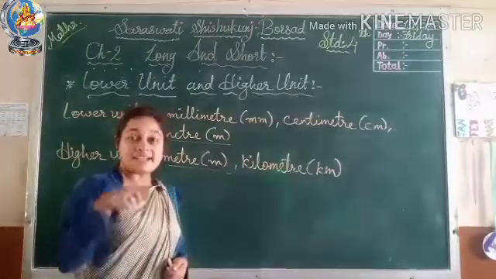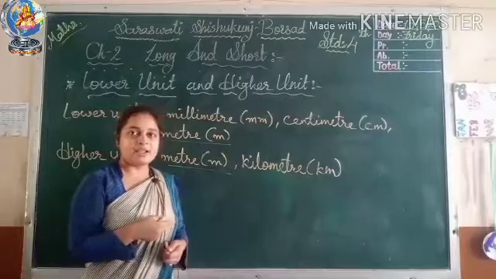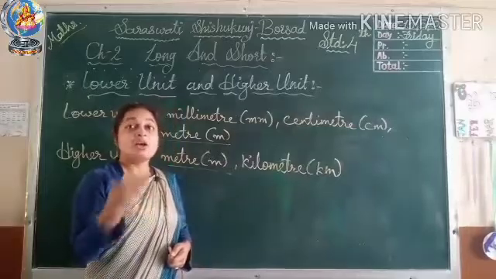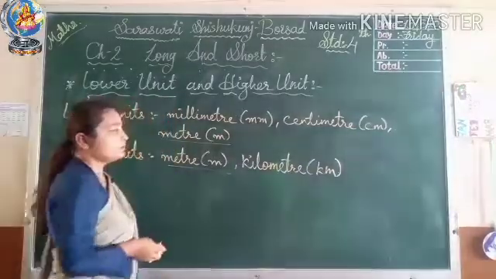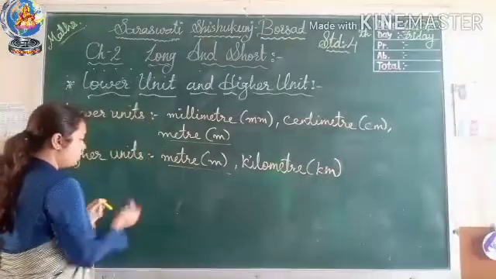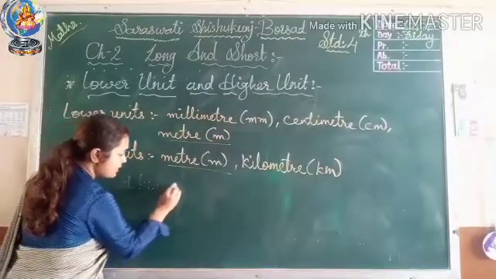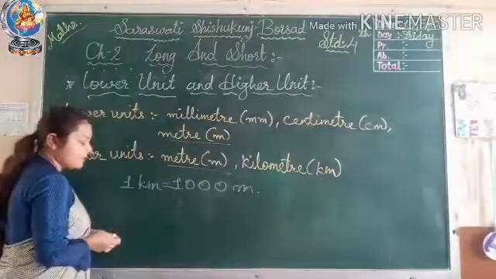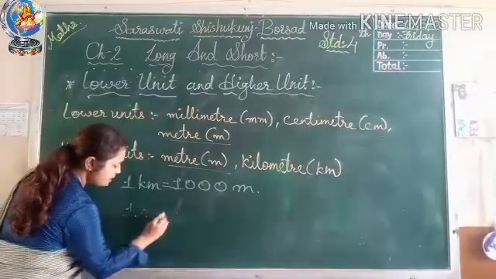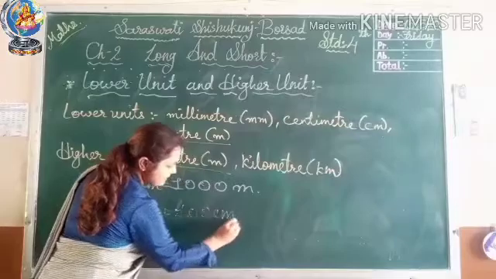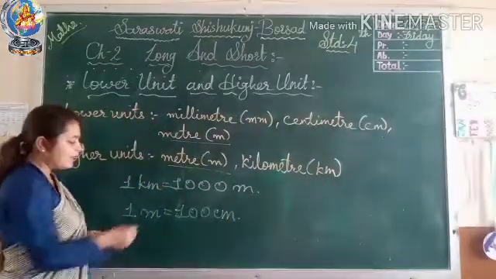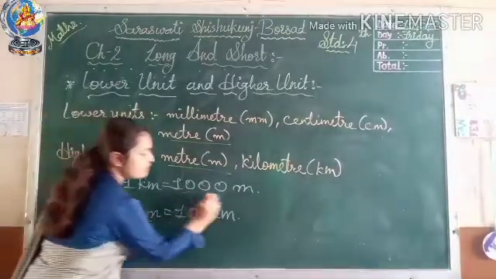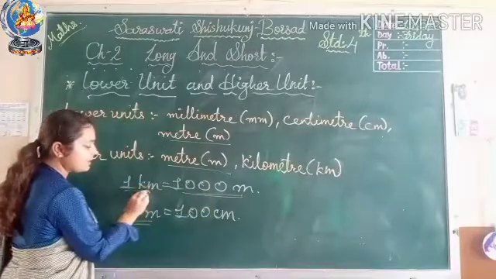No, it will come, as I said at the start of this topic, that there is one unit which will come in the lower also and in the higher also. Why and how? Let's see this. You all know that 1 kilometer is equal to 1000 meter, right? And you know that 1 meter is equal to 100 centimeter. You can see that 1 meter, compared to 1000 meter, is smaller than this kilometer.